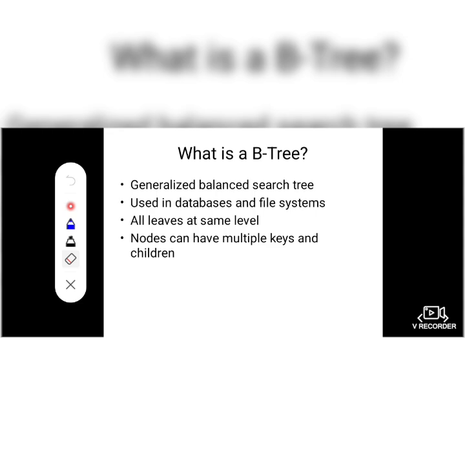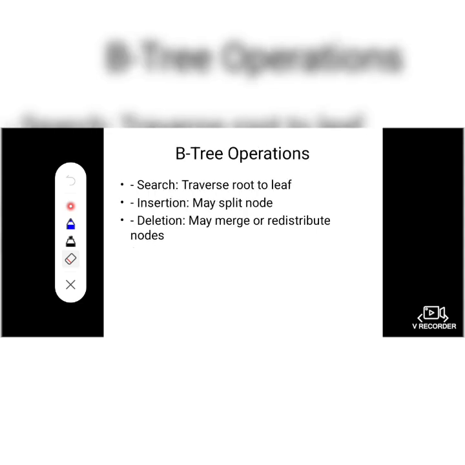Nodes can have multiple keys and children. All leaves are at the same level. It is the main feature. Some key features of a B tree: it is balanced, the height remains balanced automatically. It is sorted, keys are in sorted order. Multiple keys per node, each node contains multiple keys and children. Efficient disk access minimizes disk reads by maximizing the data per node. High fanout reduces tree height and improves performance.